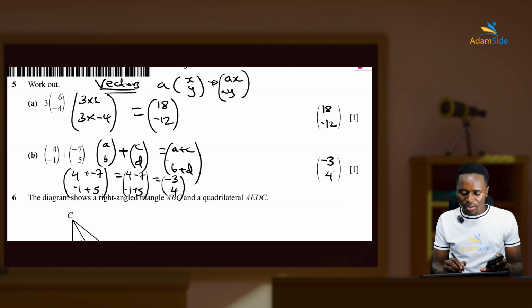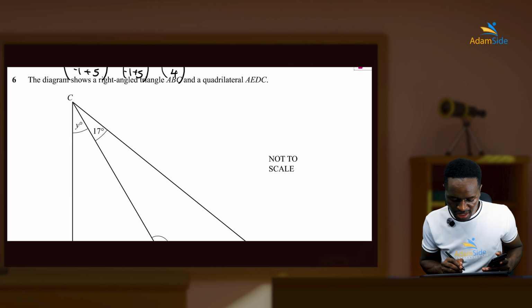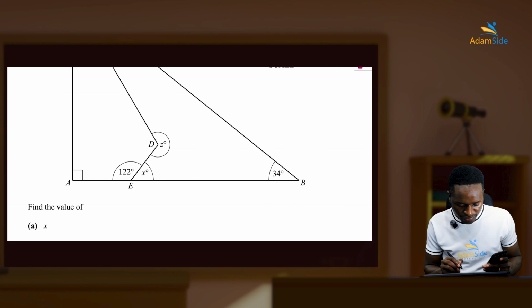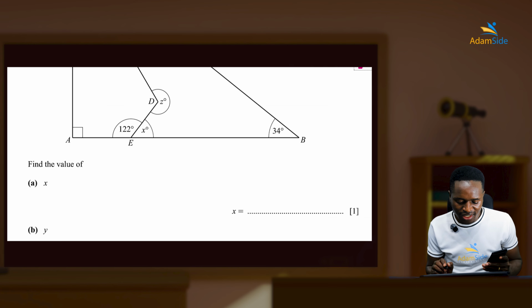Correct. That's it. Question number. The diagram shows a right angle triangle ABC and equilateral AEDC. Correct. We go down, scroll. And what exactly are they looking for? Find the value of X, Y, and Z. Let's go to the question.